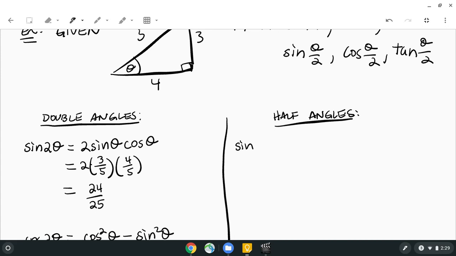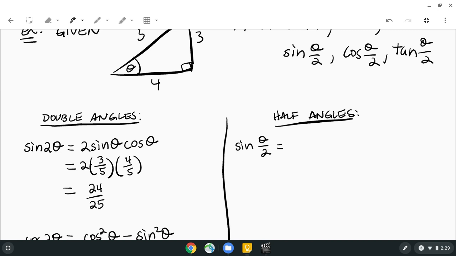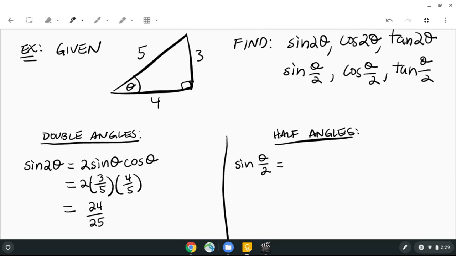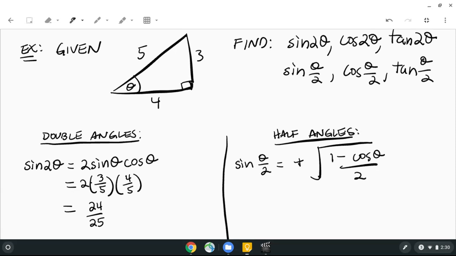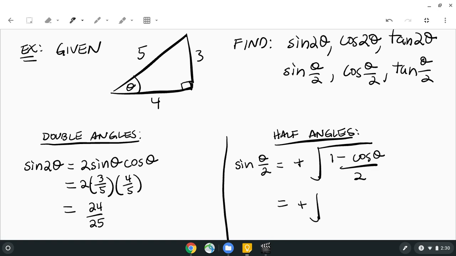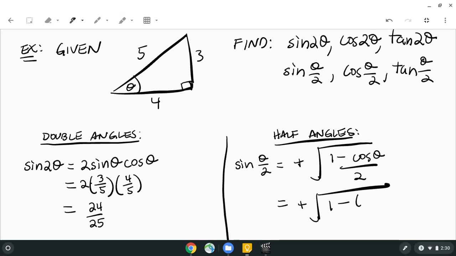All right, so sine of the half angle equals, this is the one with the plus minus. So here we're just doing right triangle trigonometry, so we don't have to worry about what quadrant we're in. Everything's going to be positive, so we're going to take the positive answer, and it's the square root of 1 minus cosine theta over 2. So we just have to plug in for the cosine. It's going to be positive 1 minus, and here cosine is adjacent over hypotenuse, which is 4 over 5, all over 2.